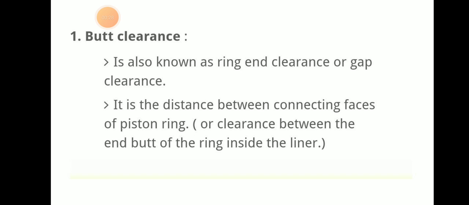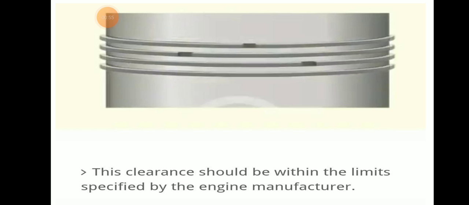Then we can say butt clearance. This is also known as ring end clearance or gap clearance. It is the distance between the connecting faces of the piston ring, or the clearance between the end butts of the ring inside the liner.